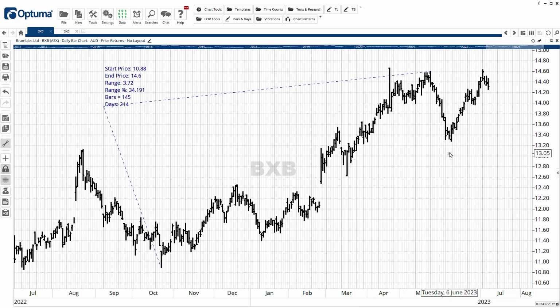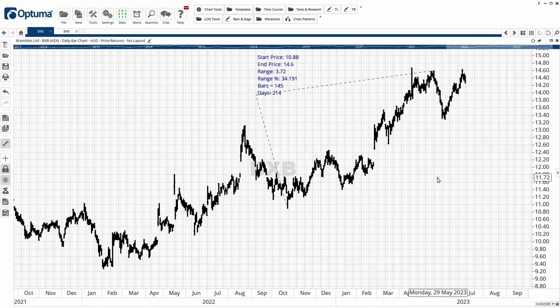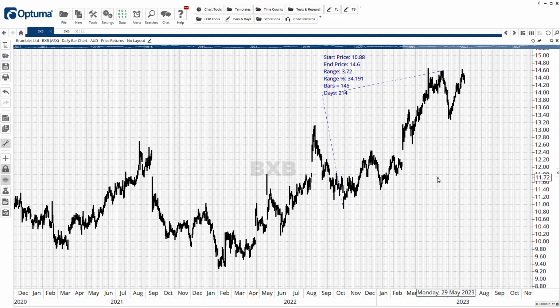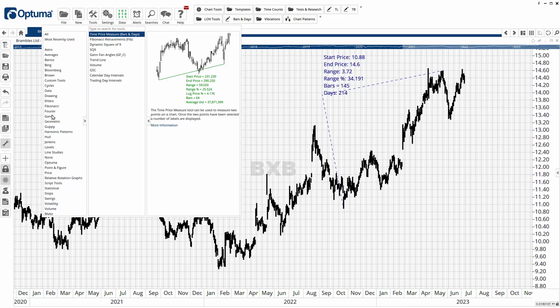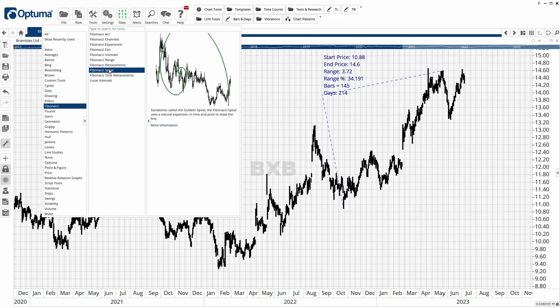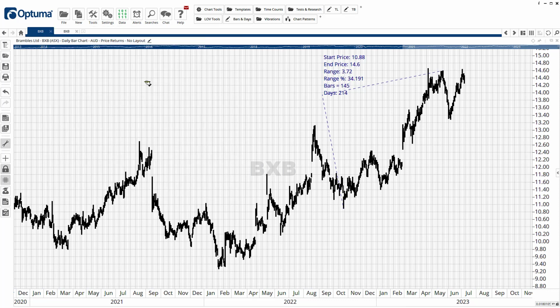Now, the market falls down and it continues to fall until it gets to this price down through here at around $13.30. Now, again, what we can do here is we can use the Fibonacci price ratios to give you an example. And what we'll do in Optima is we'll go into the tools, into the Fibonacci tools, and we'll find the Fibonacci retracement tool.